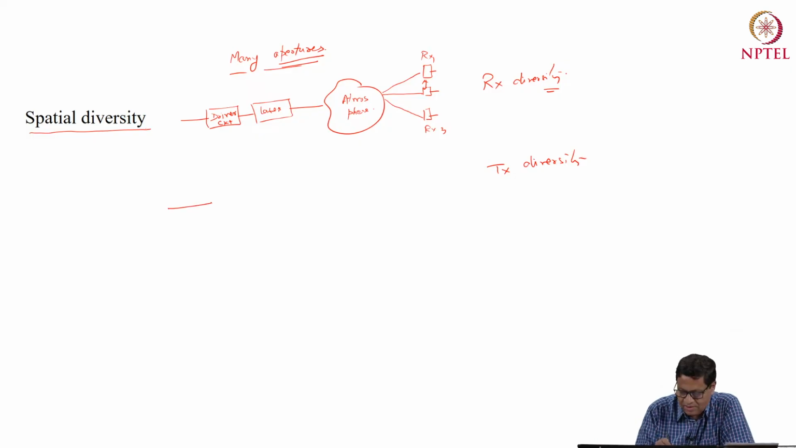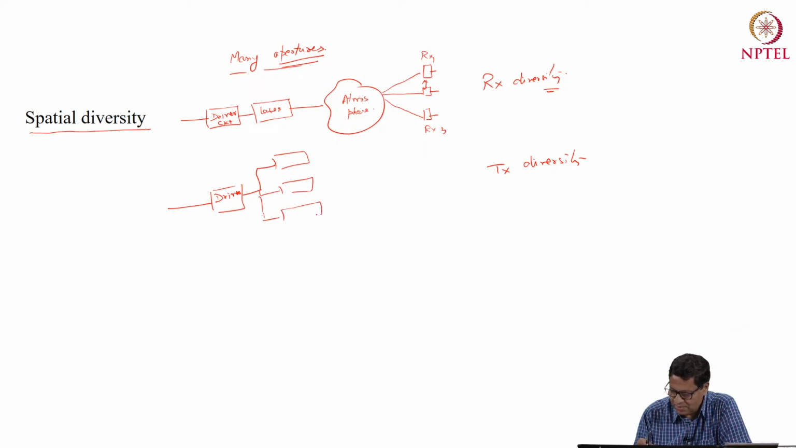So in this case, you have the driver, for example, for the source, and there are many transmitters. So laser 1, laser 2, laser N. I'm drawing here 3. So this is laser. This is laser.